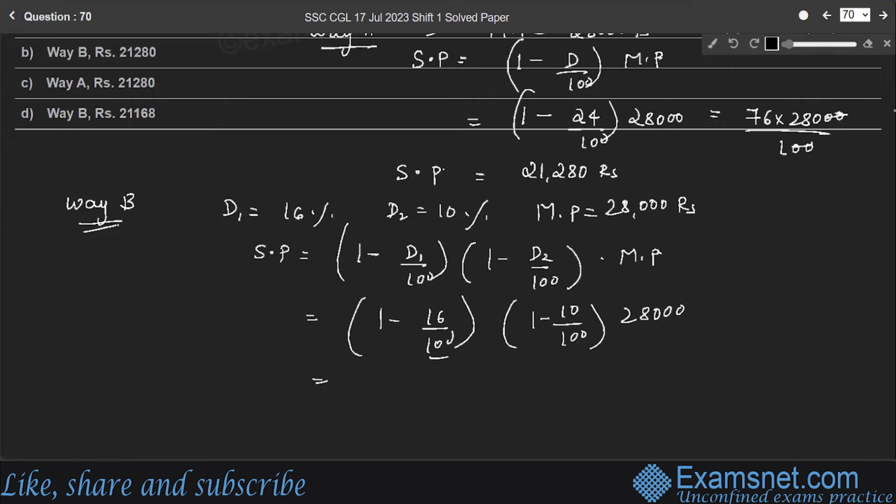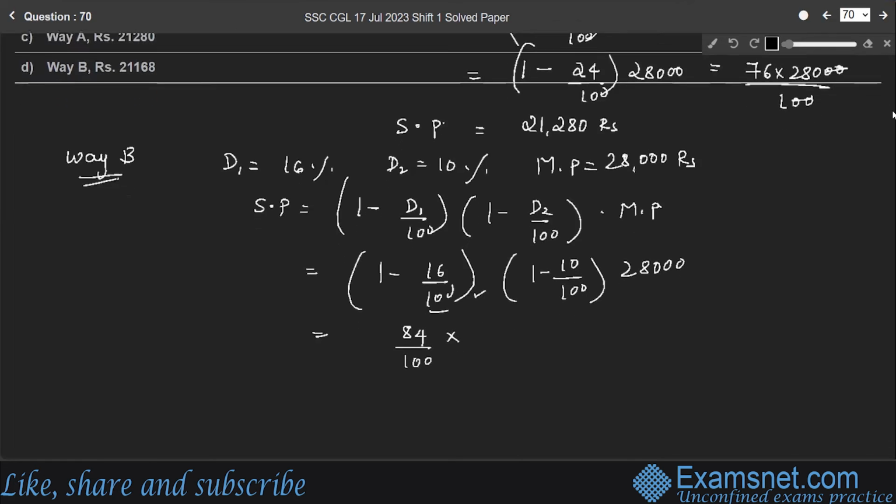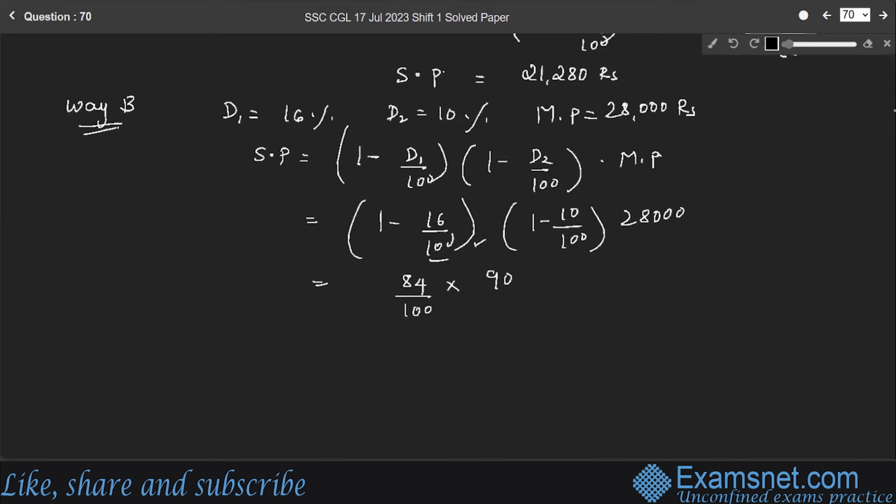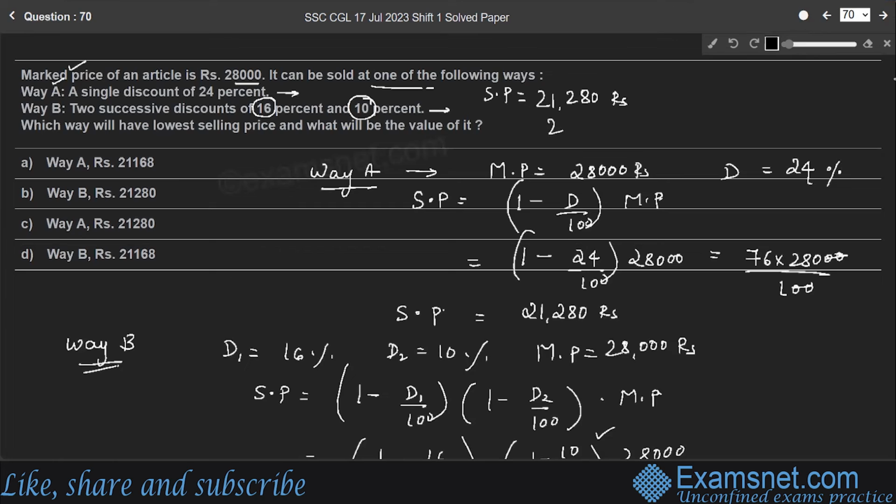Just simplify here, 100 is the LCM in the first part. So 100 minus 16 gives 84 by 100, right? In the second term, we have 90 by 100 into 28,000. So we can cancel 2 zeros. So we'll have 84 into 9 into 28. So you will get 21,168 rupees as the selling price of the article when two successive discounts are given. So 21,168 rupees selling price, right?